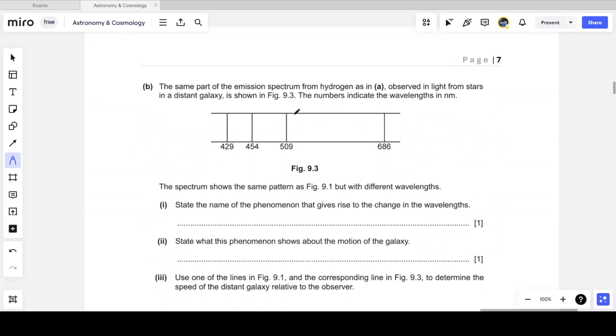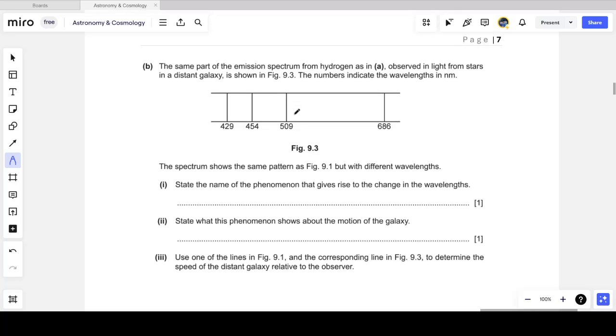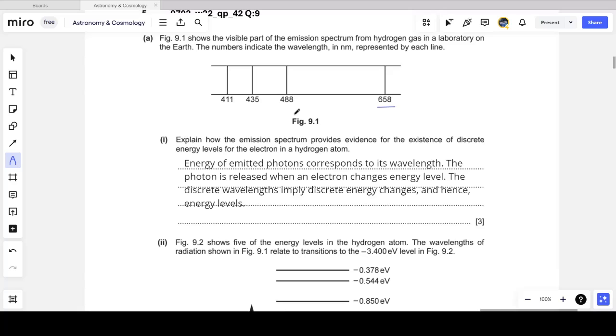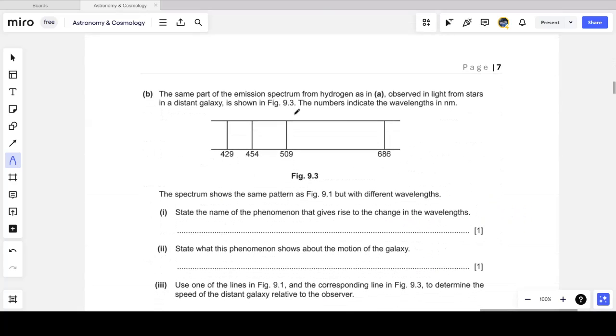Part B says the same part of the emission spectrum from hydrogen as in A, observed in light from stars in a distant galaxy, is shown in figure 9.3. The numbers indicate the wavelengths in nanometers. So what I notice is that the emission spectrum from hydrogen in stars that are using hydrogen to undergo fusion looks almost identical to the hydrogen in the lab, but everything is shifted. Everything appears more red. It's all shifted to the right in this case. And every line has a higher wavelength.